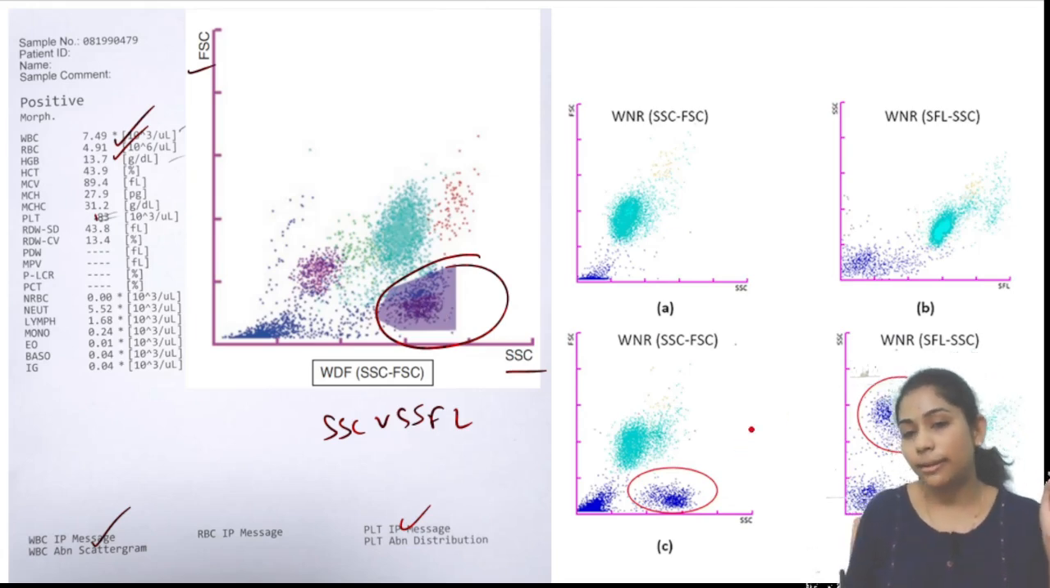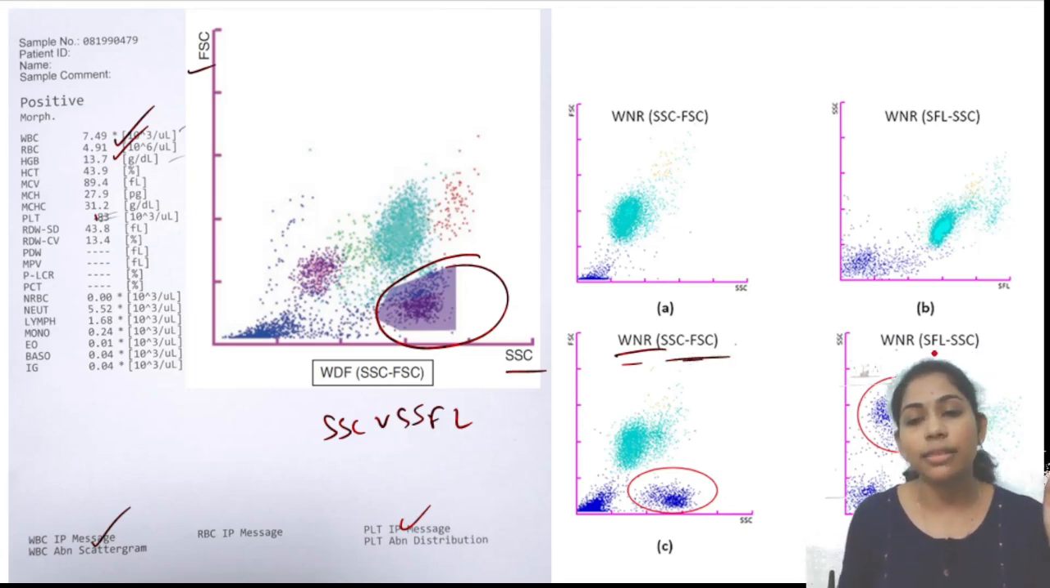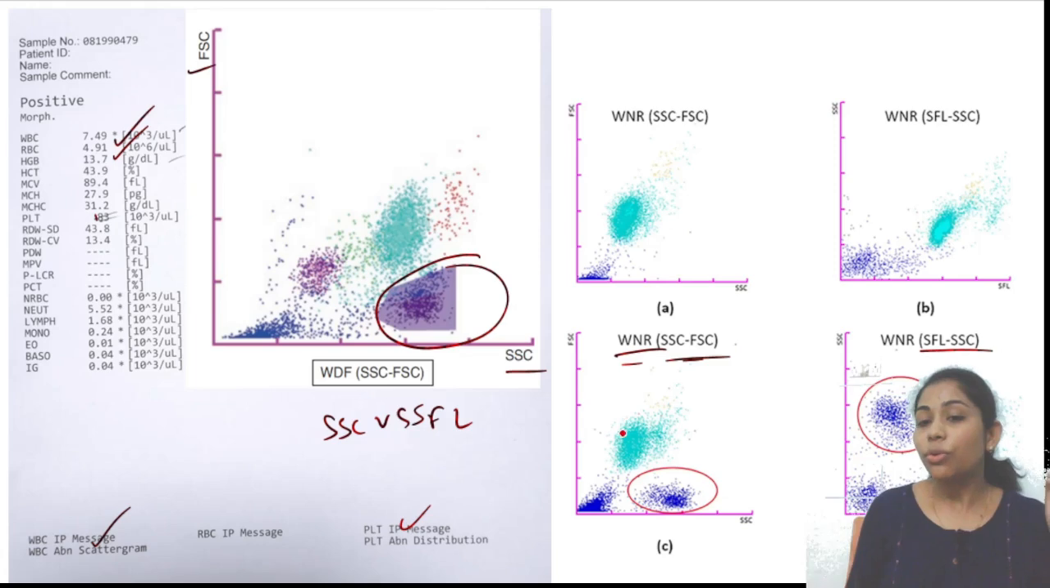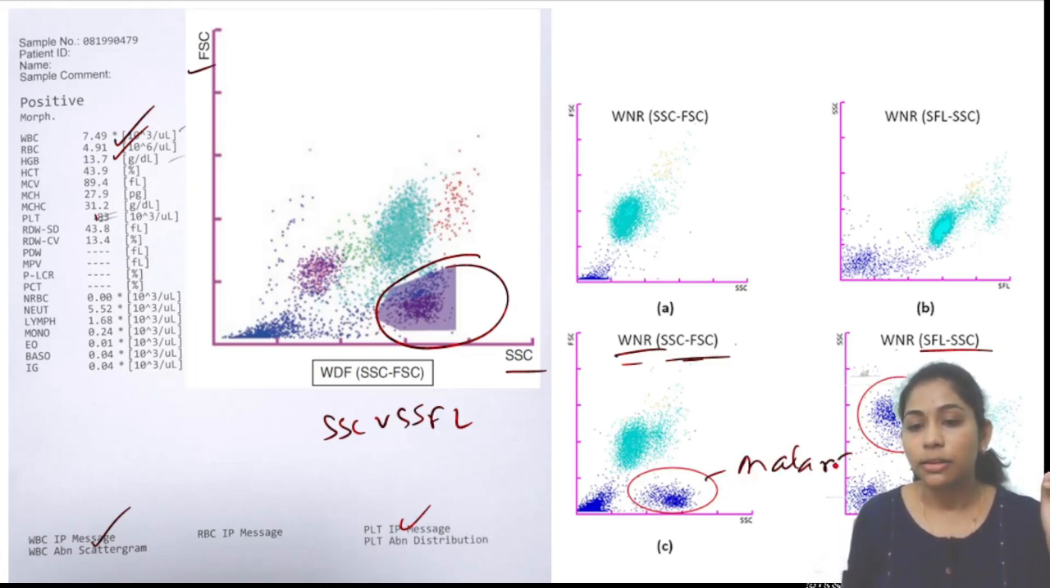Again in the WNR channel, you can plot side scatter versus forward scatter, or side scatter versus side fluorescence. In this channel you can see this is the population we highlighted. This is malaria, and this is a classical example of a sample with absolutely normal parameters. If this sample was run by a young technician who doesn't know this, he might have released the report as completely normal. Then it's erroneous, right?